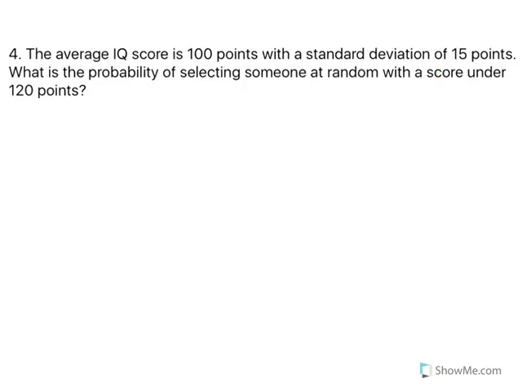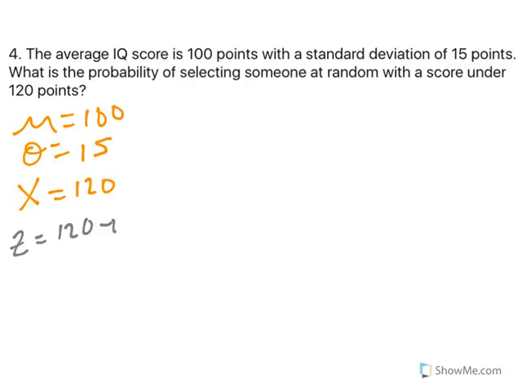And number 4, the average IQ score is 100 points with a standard deviation of 15. What is the probability of selecting someone at random with a score under 120? So we have a mean of 100, a standard deviation of 15, and a value of 120. So my z-score, 120 minus the mean, value minus mean divided by the standard deviation. 20 divided by 15 gives me a value of 1.33.